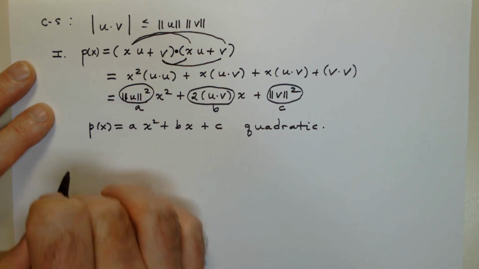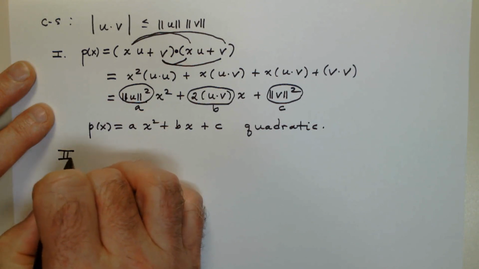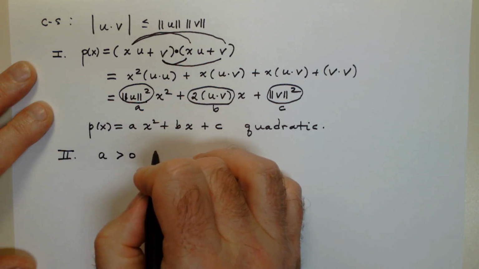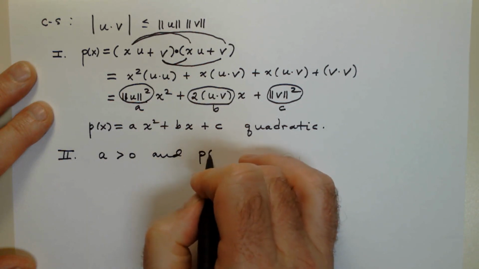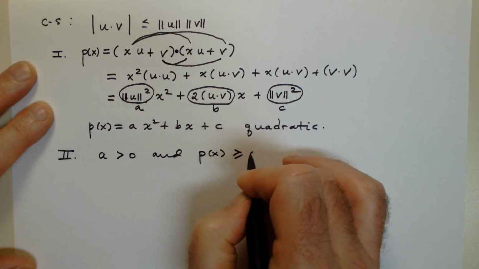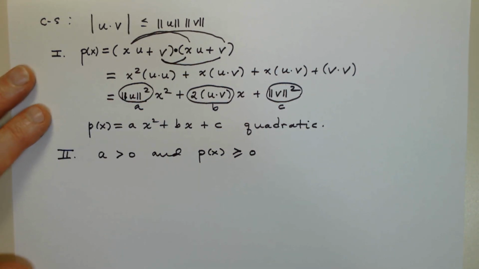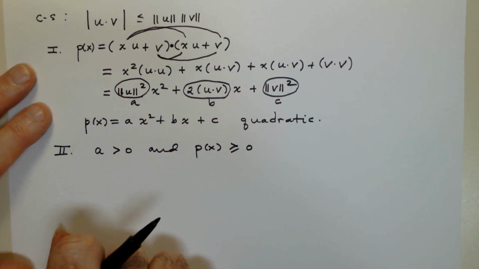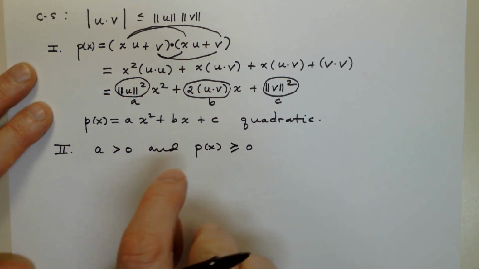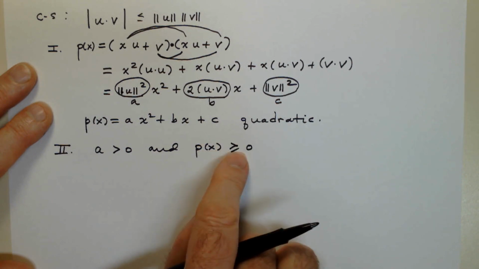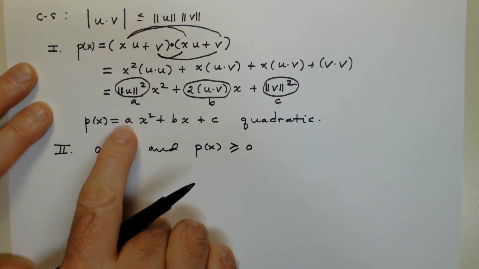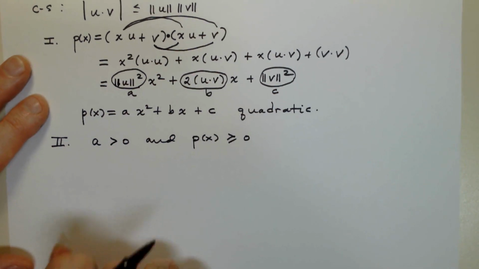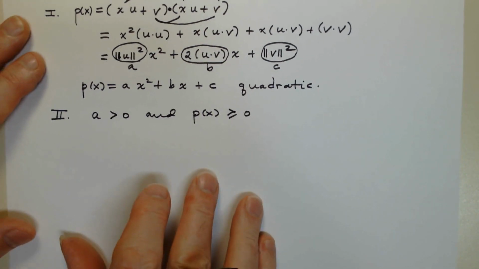So this is kind of phase 2 of the argument. Let's just make some observations: that the coefficient a is positive and p of x is bigger than or equal to 0 because it's a dot product of a vector with itself. Okay, now geometrically, what does that tell us? It says we have a quadratic function that's always bigger than or equal to 0, and its leading coefficient is positive. So if I think about what the graph of this function has to look like, it really breaks down into two cases.